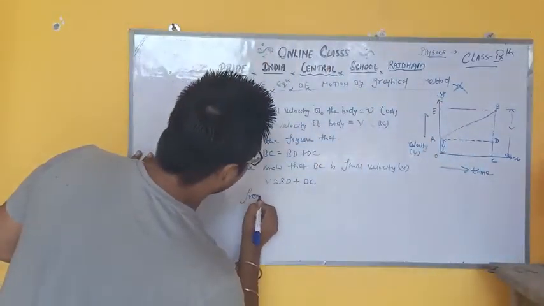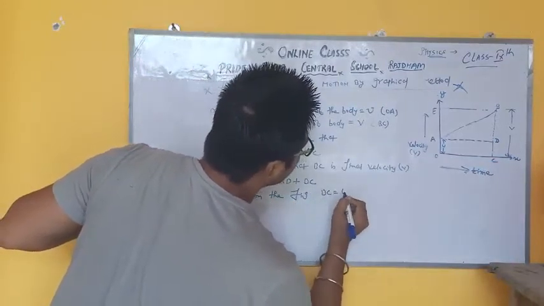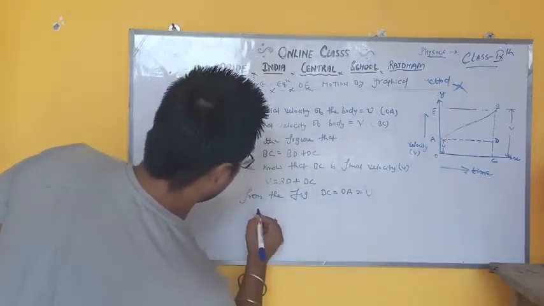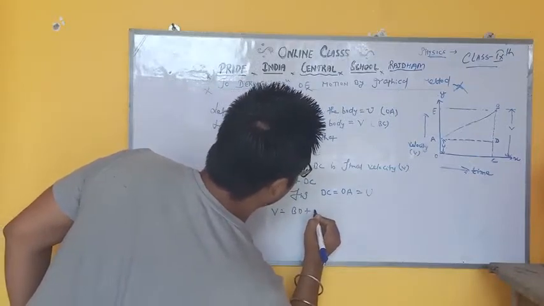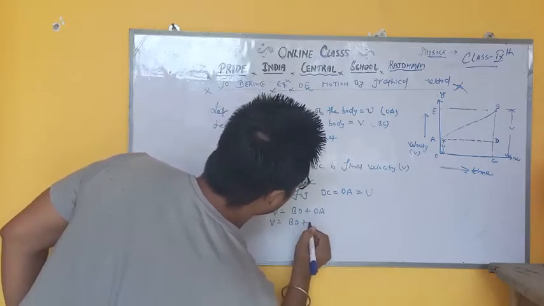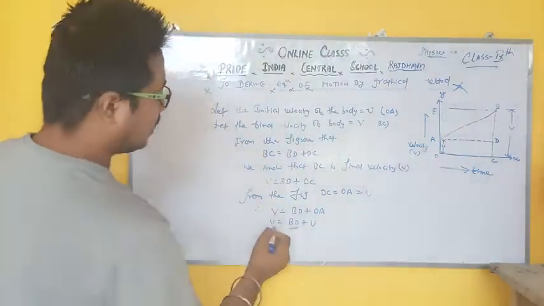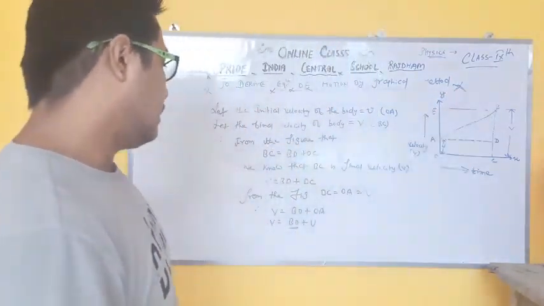So from the figure, DC is equal to OA, and OA is equal to what? u. Therefore, v is equal to BD plus OA, and OA is u. So now here we need to find BD.